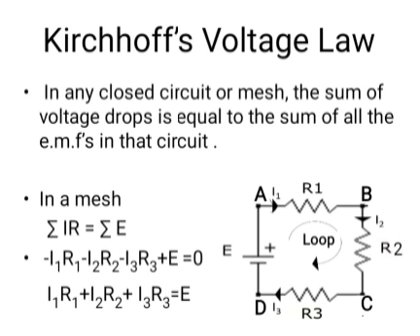Therefore, I1 into R1 plus I2 into R2 plus I3 into R3 equals E. The source voltage is taken as positive while moving from the negative terminal of the battery to the positive terminal, because of the rise in potential.